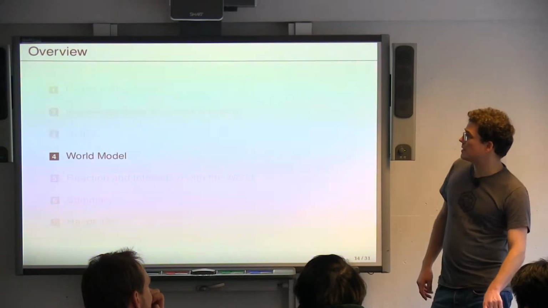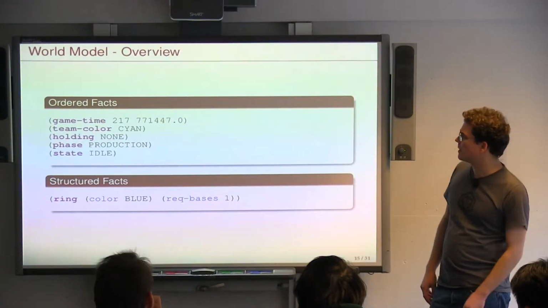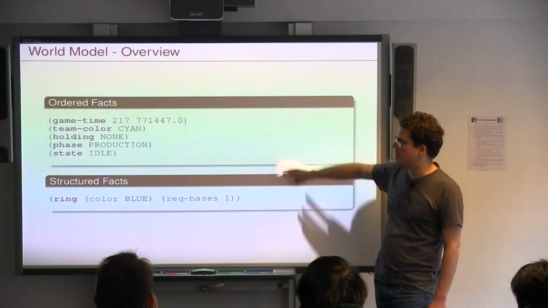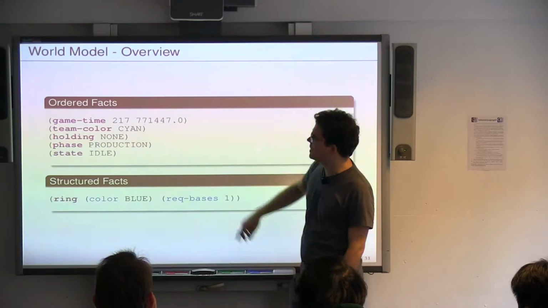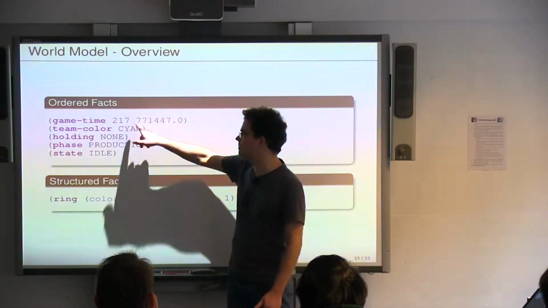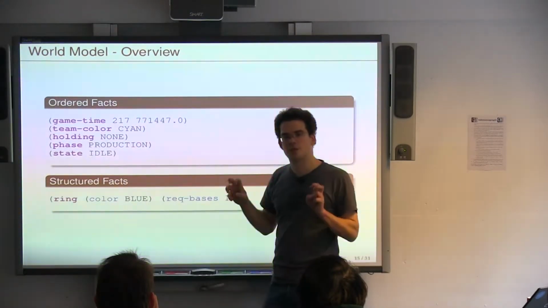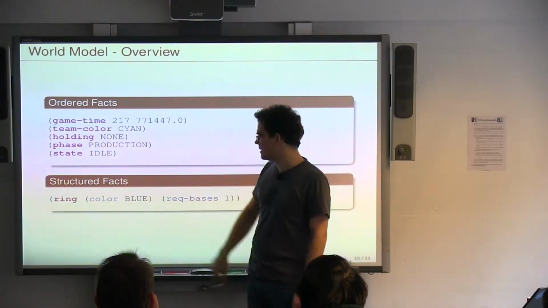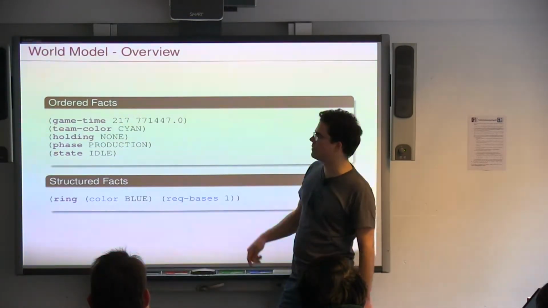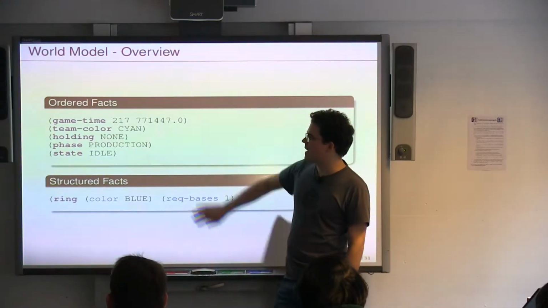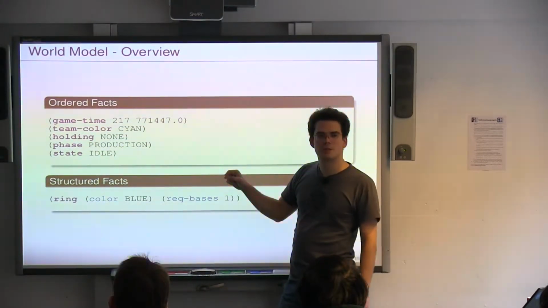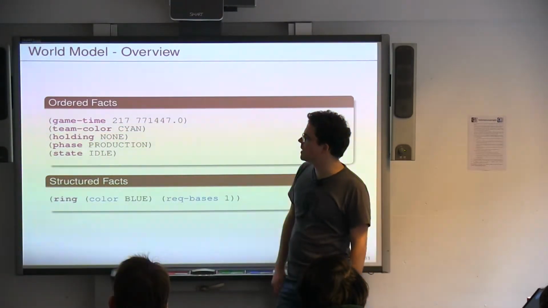So what does our current world model in Eclipse look like? First, we have two different kinds of facts: ordered facts and structured facts. Ordered facts are pretty basic. You only have the fact name and the value, or maybe multiple values, but you don't have multiple attributes. In structured facts, you have the fact name and different attributes, and then values for those. You can add ordered facts as you like and name them as you like. Eclipse won't say anything, but you still have to map them later.